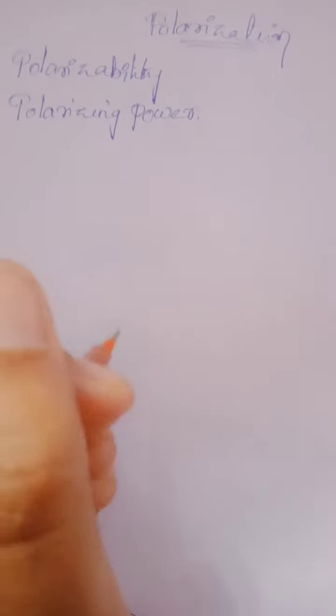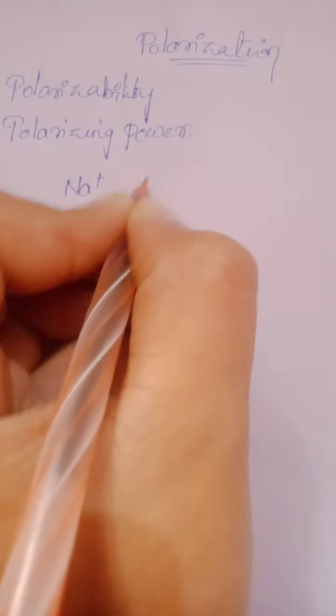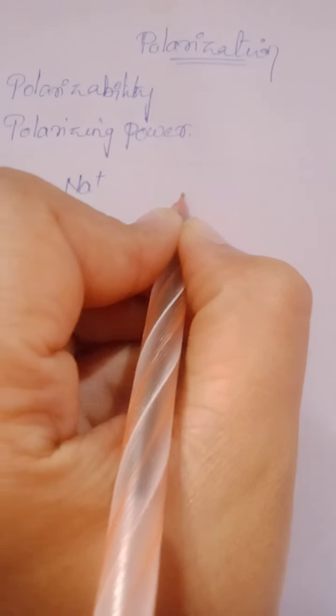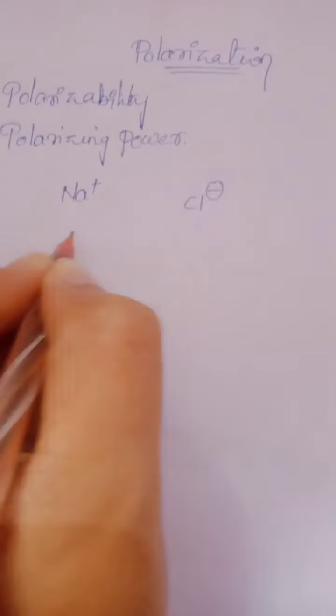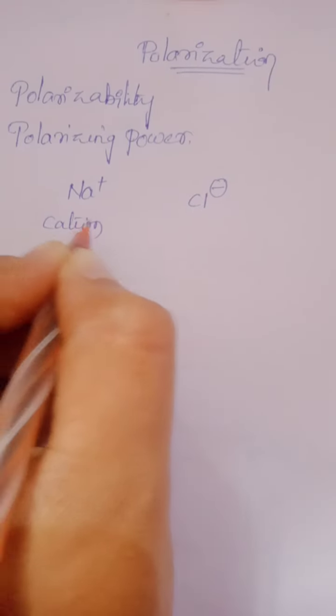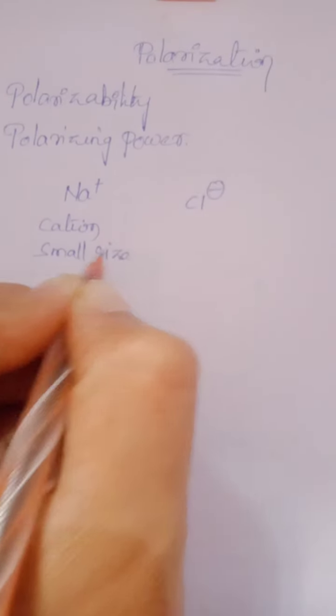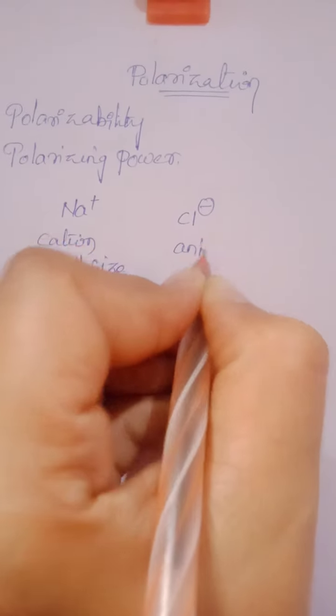Now let us take an example: Na+ and Cl-. The Na+ is a cation of small size. The Cl- is an anion of large size.